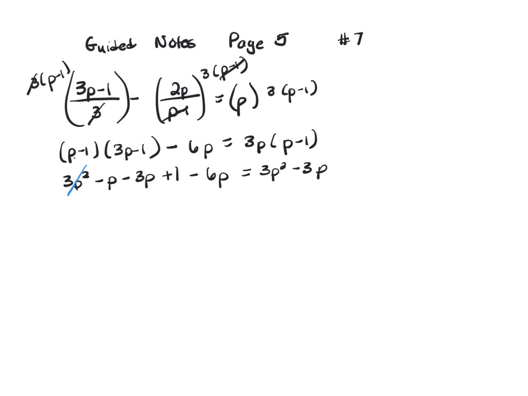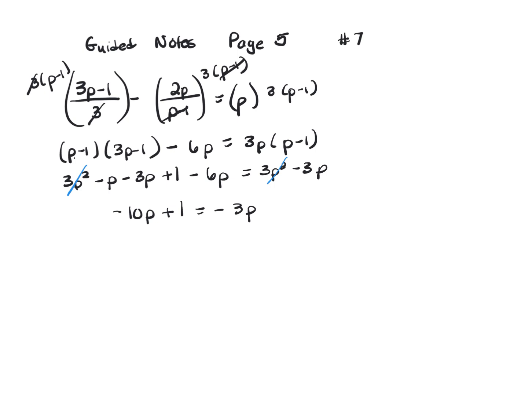Now watch. The 3p's cancel. Combine like terms on both sides. Negative 4p plus 1. Oh, hold on. There's some more to combine. That would be negative p minus 3p is negative 4p. Minus 6p would be negative 10p. Bring down the positive 1 equals negative 3p.